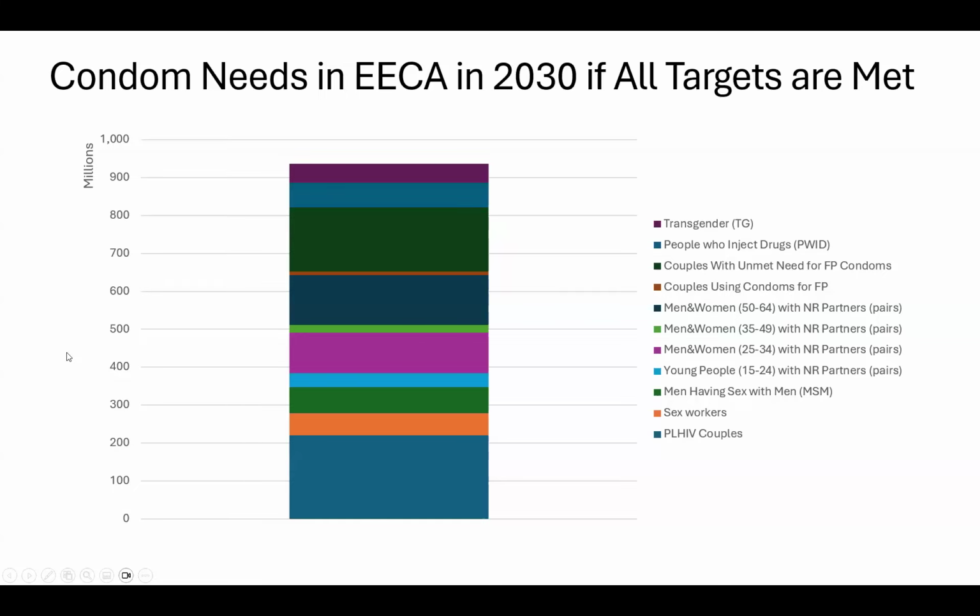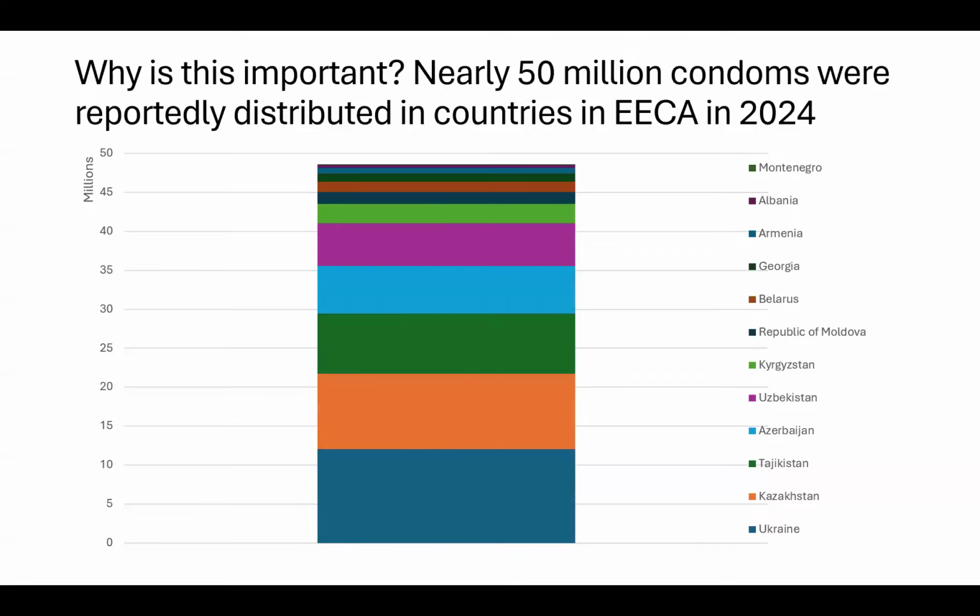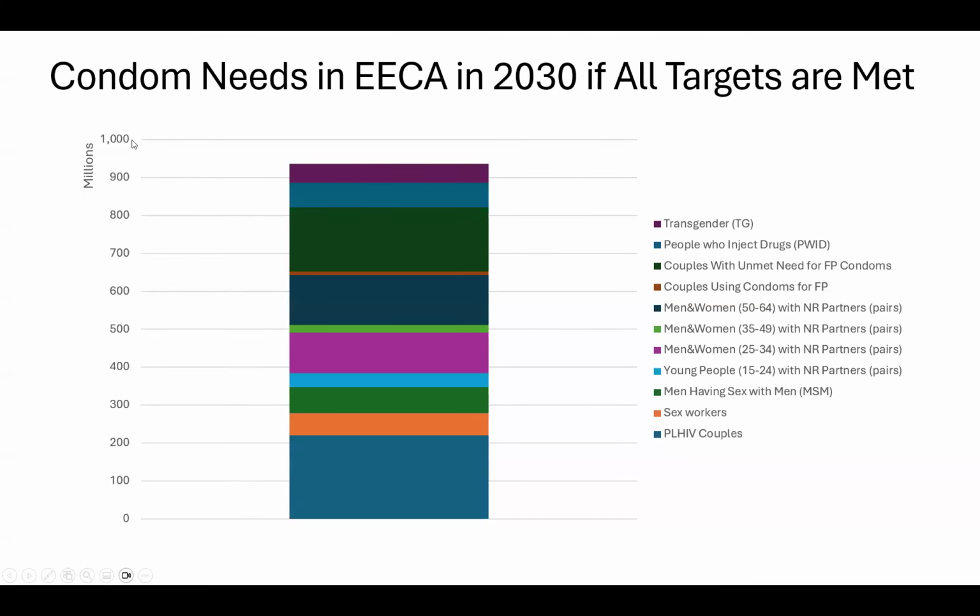So if those targets were met, in comparison to the 50 million condoms estimated to have been distributed in 2024, reaching these targets would require over 900 million condoms distributed across population groups by 2030. So that's a really big increase.